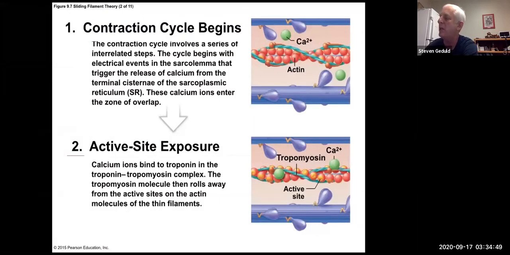So the contraction begins when calcium is released into the cleft. Okay? Calcium binds to the tropomyosin here and exposes the active site so you can get binding. So this can connect.